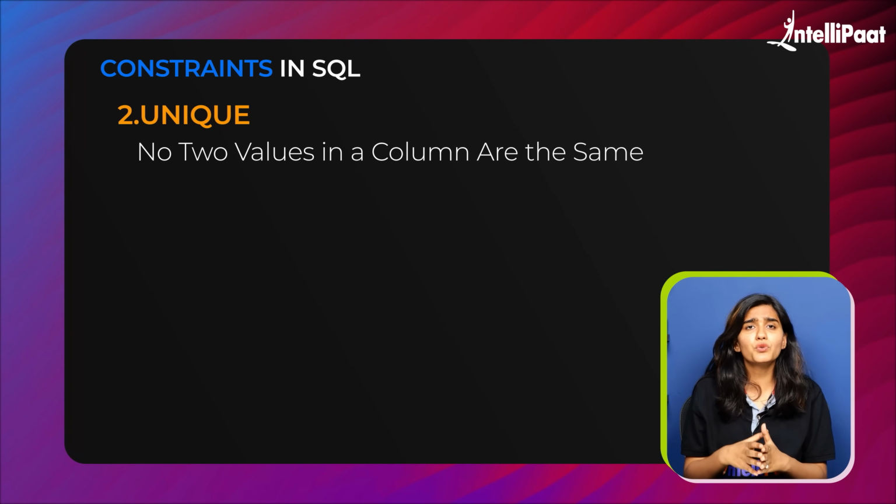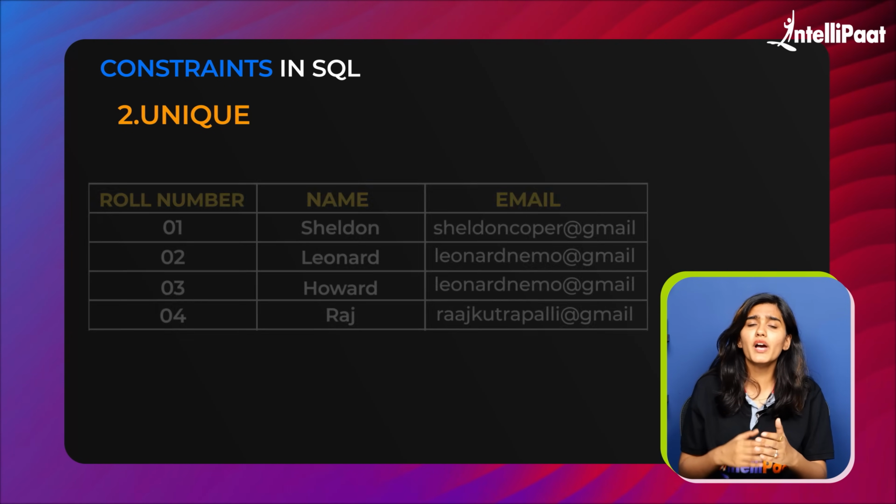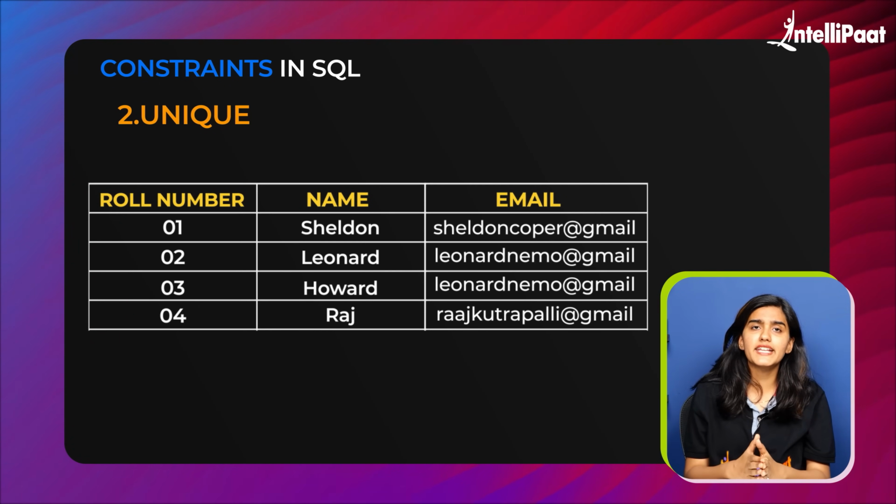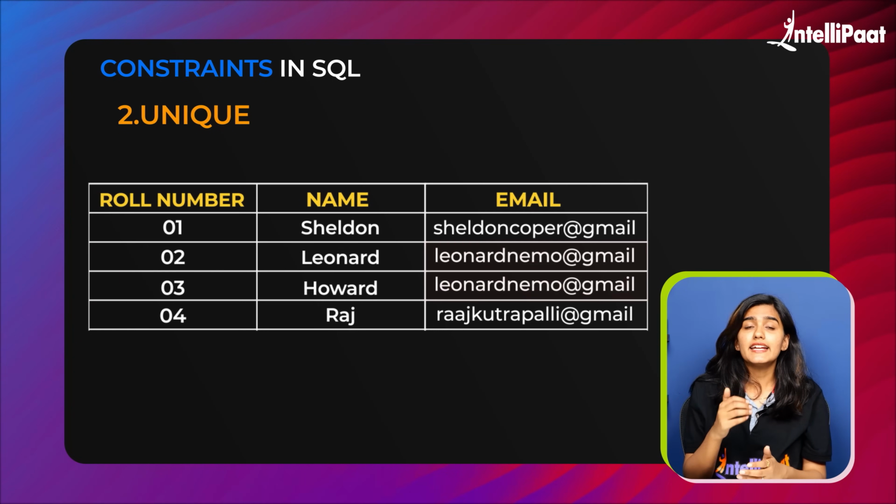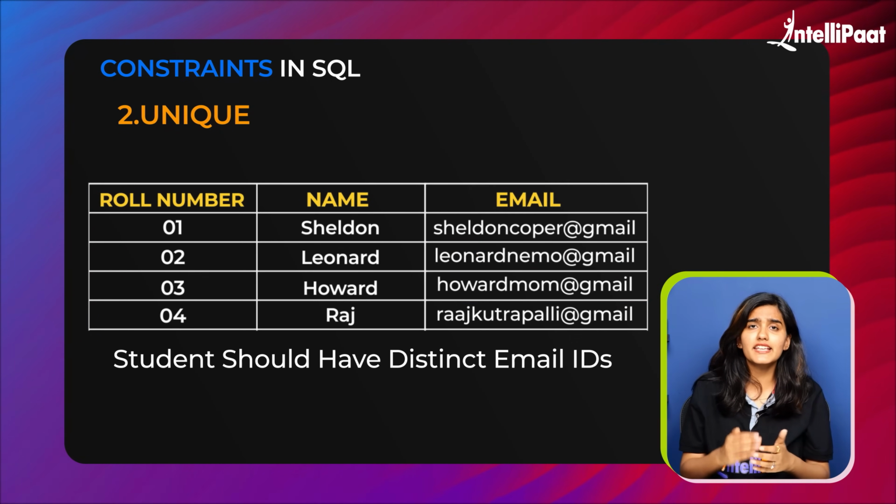This makes sure that no two values in a column are the same. Suppose you have an email column in your same student table. Each email has to be unique. It's like saying that students should have distinct email IDs.